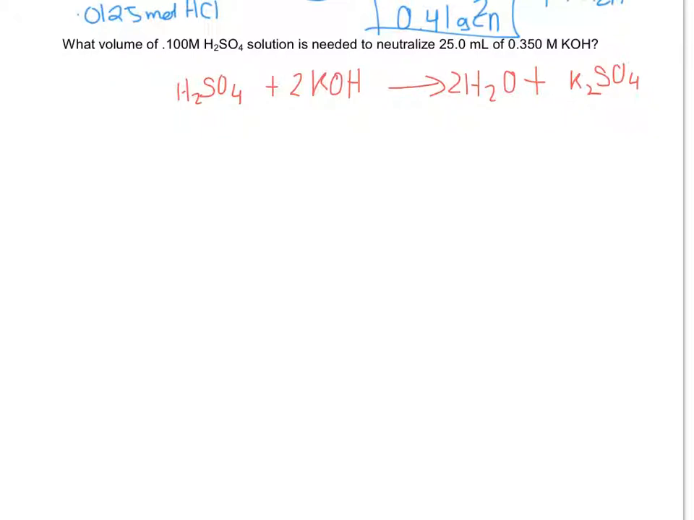I'm going to go ahead and write down the numbers that I'm given. So I'm given 0.10 molar of sulfuric acid. Again, I'm going to write it as moles per liter. If you want to write it as molar, that's fine.